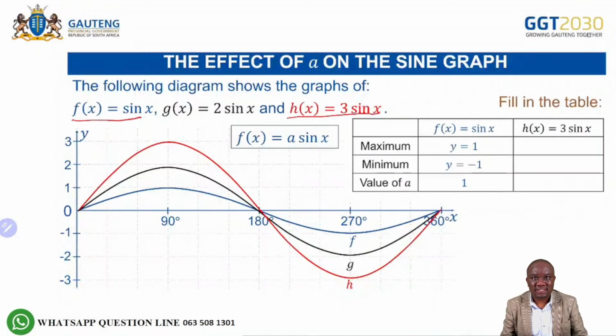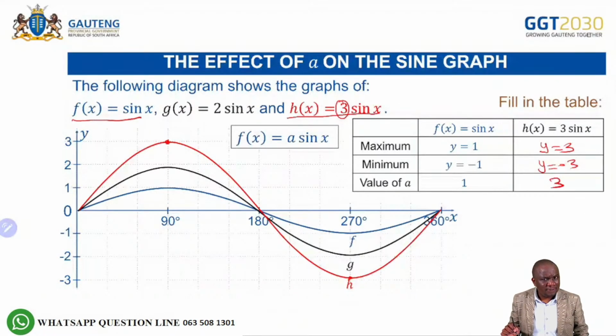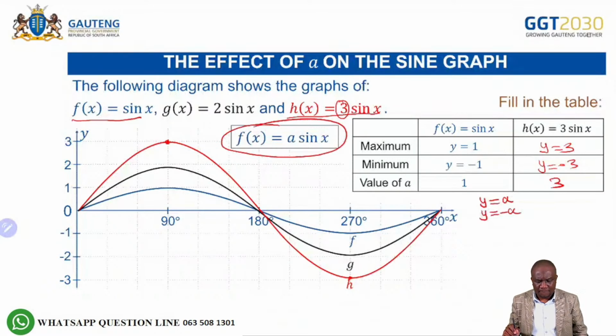Right, welcome back, class. Now, what did you get? The maximum for h of x is y is equal to 3. The minimum for h of x is y is equal to -3. And then for h of x, the a value is 3. Do you see that? We say the maximum for a graph of this form would be y is equal to a. The minimum is going to be y is equal to -a. See that? Okay? Right. I think you have that.